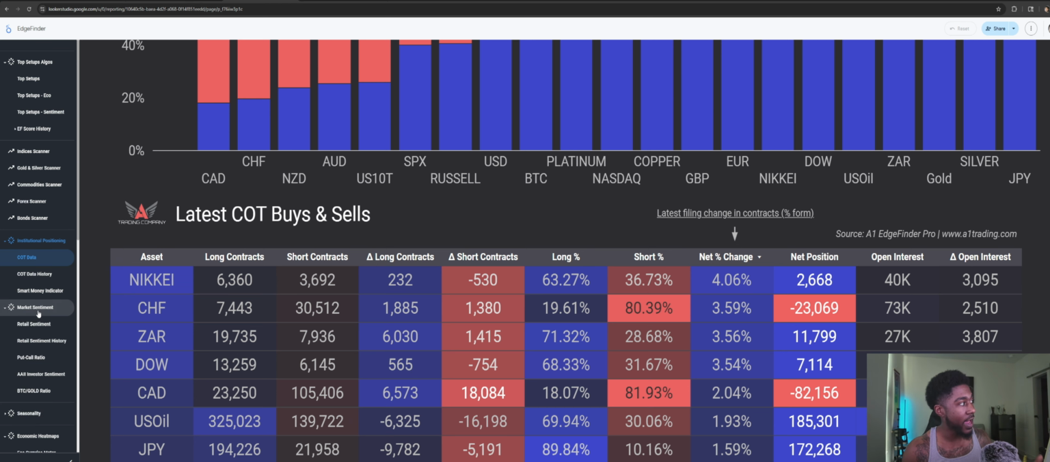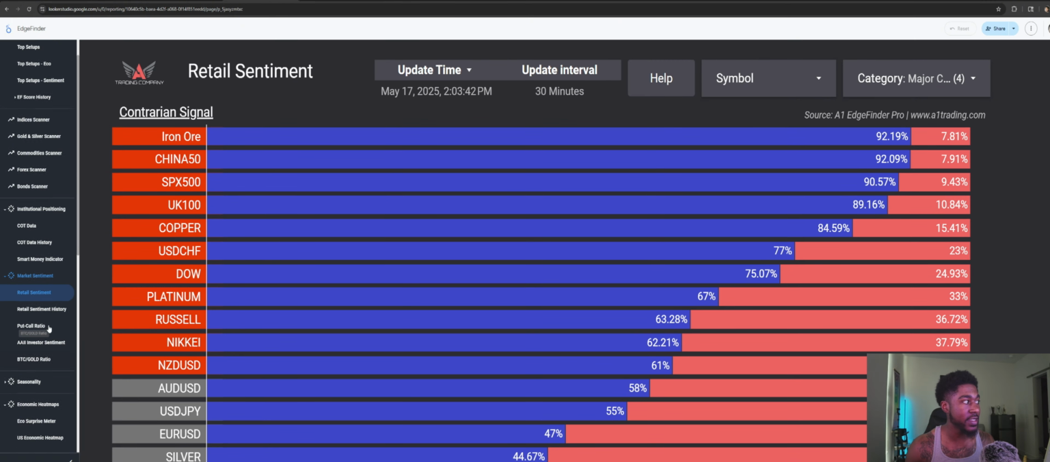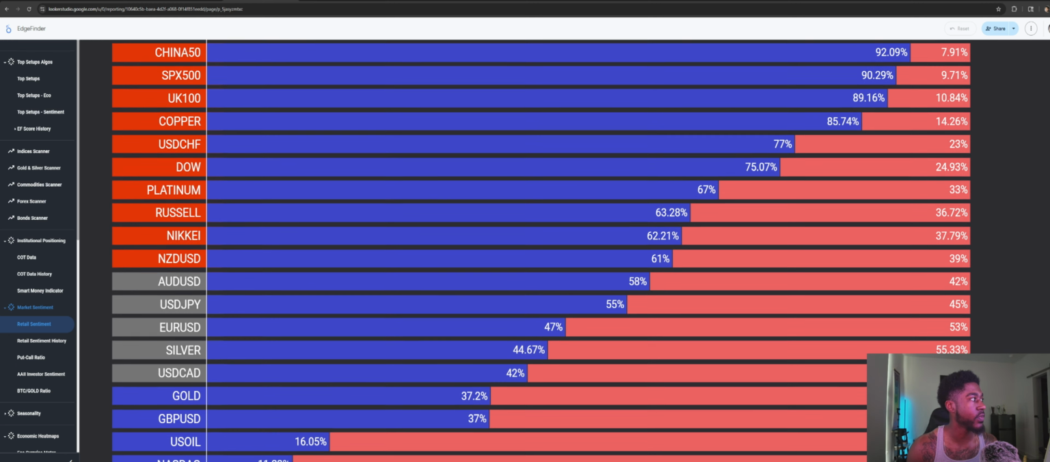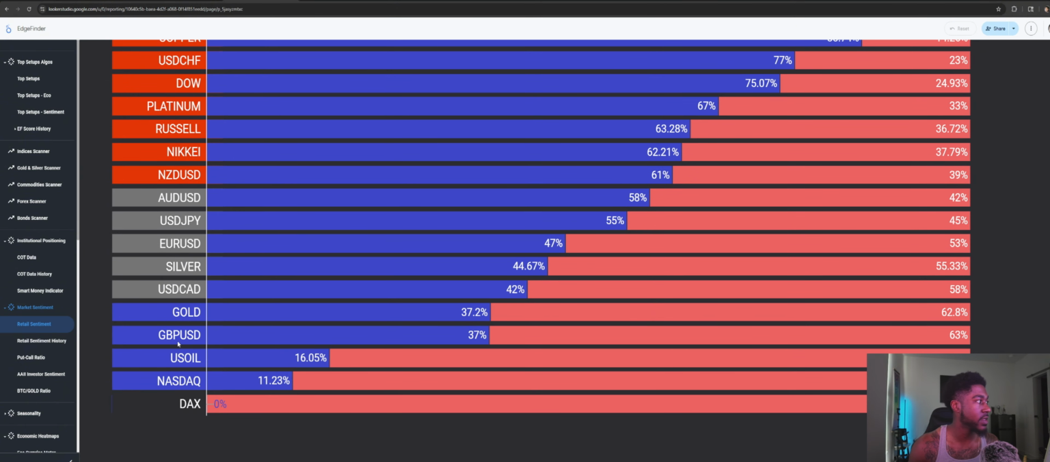And then on top of that, I can go here to market sentiment and see what retail traders are doing. Like I can see 61% of retail traders are long on the New Zealand US dollar and 39% are short. I can see that GU, 37% are long on the pound to US dollar and 83% are short. I hope this isn't too confusing.